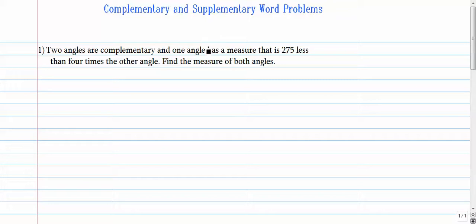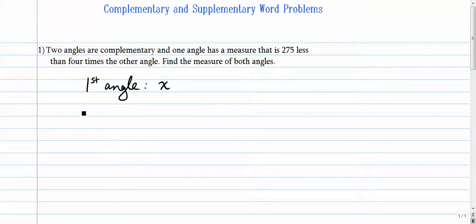All right, a couple examples here on complementary and supplementary word problems. Number one, two angles are complementary and one angle has a measure that is 275 less than 4 times the other angle.